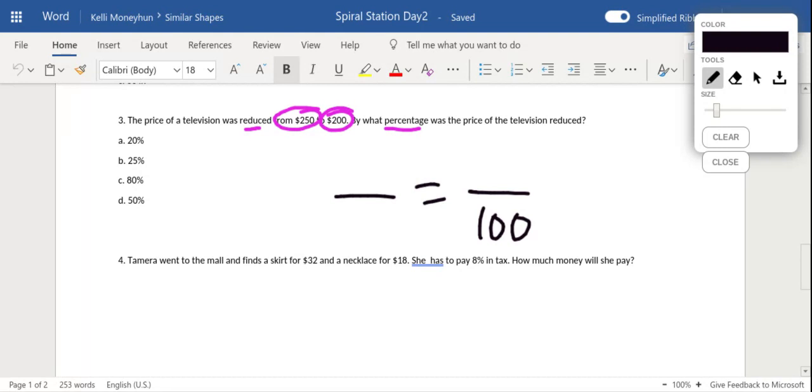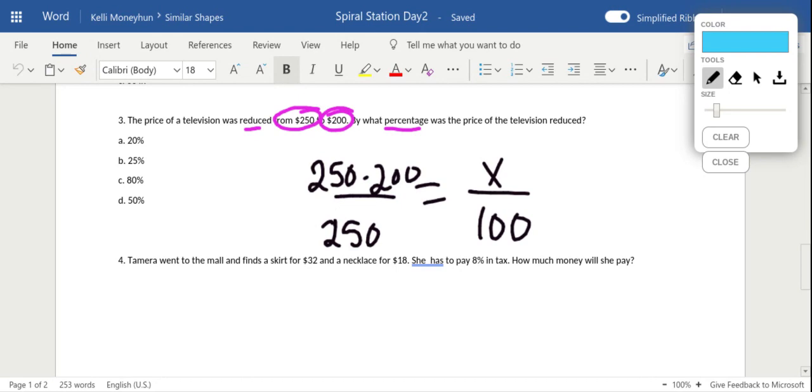It says what percent, so I don't know the percent. So my x goes where the percent goes. Okay, and then since a price changed, that means I use my big minus small over original. So my big number is 250 minus my small number of 200. And I know that it was 250 first. It was my original number because it says from 250. So my 250 goes on the bottom, just like our warm-up yesterday.